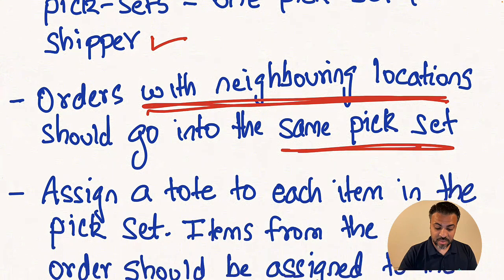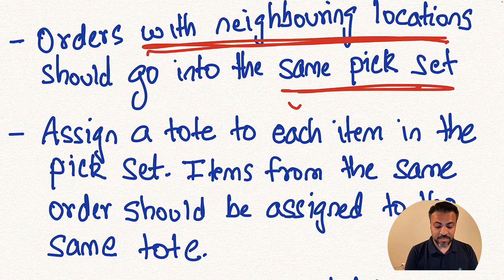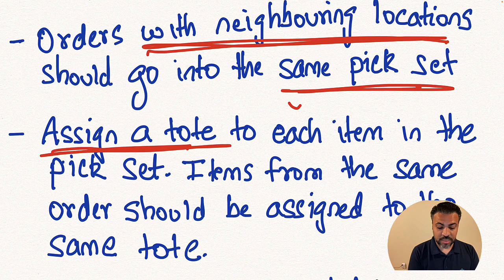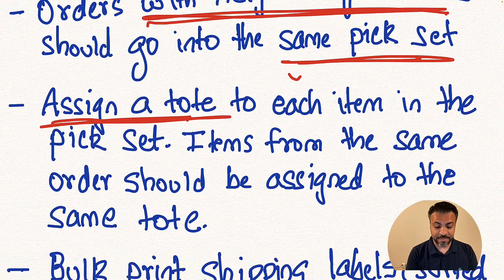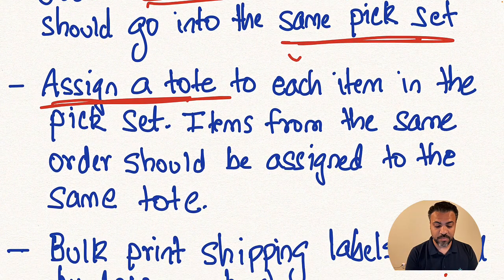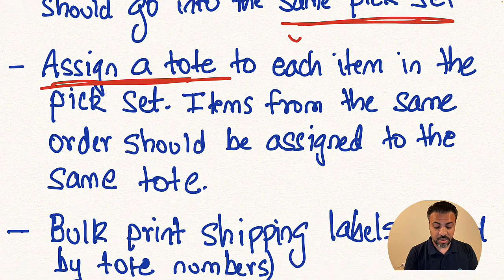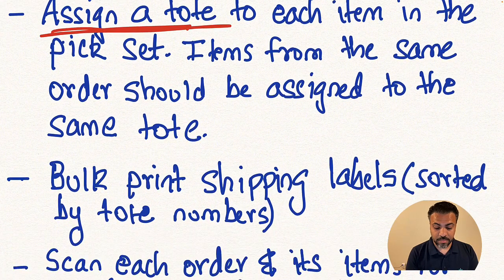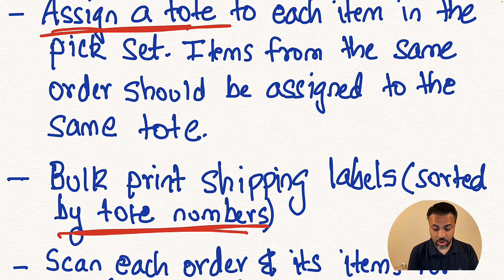As you're picking the items, you will assign them to the right totes, and the pick set will tell you what tote the item goes in. So now you've also picked your items and put them in the right boxes. Now you build bulk printer shipping labels, and your shipping labels will have tote numbers on them so you know which shipping label goes with which box or tote.